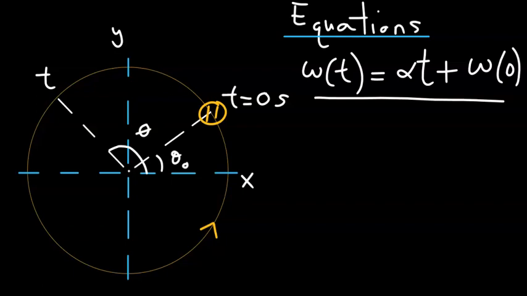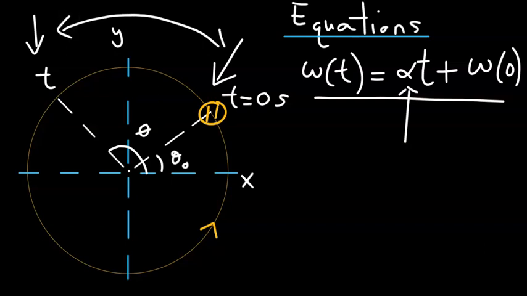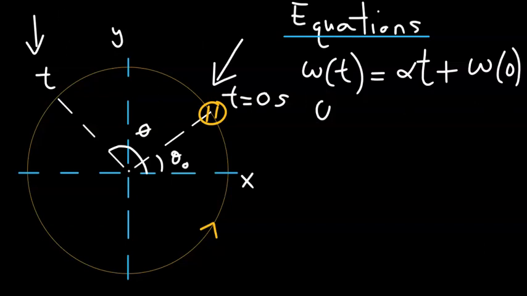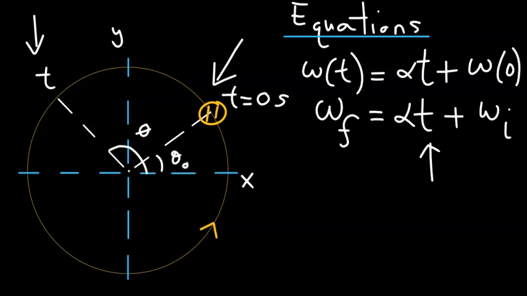It simply relates the angular velocity here to angular velocity at t equals 0 through the constant angular acceleration and the time interval between these 2 points. Sometimes we can also write it as angular velocity final equals alpha t plus angular velocity initial, in the case of which t is the time it takes for the system's angular velocity to change from omega i to omega f.